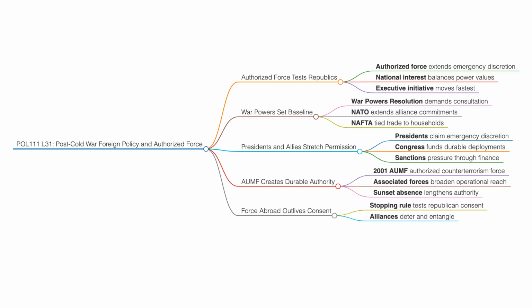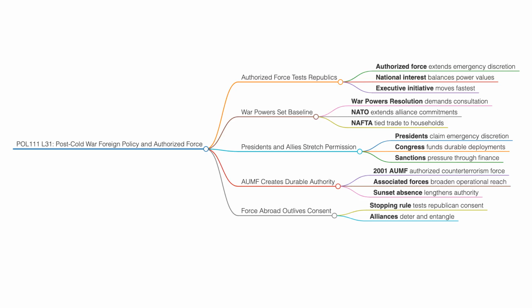This lecture focuses on post-Cold War foreign policy and authorized force. The core question is this: how should a republic authorize force abroad when threats move fast, presidents claim emergency discretion, and Congress prefers post hoc approval to visible responsibility? The core competency is to describe the aim of United States foreign policy since the dissolution of the Soviet Union.